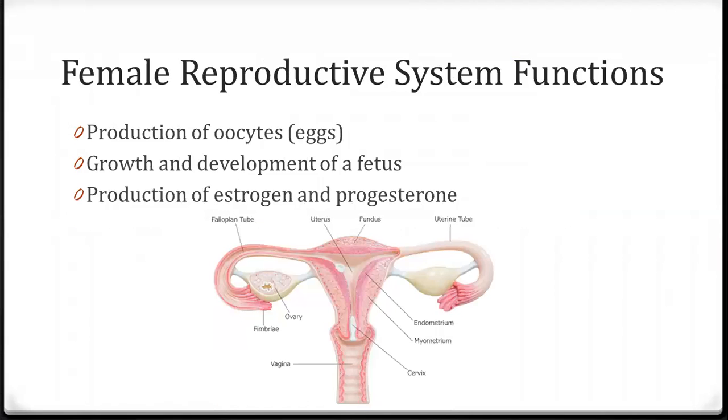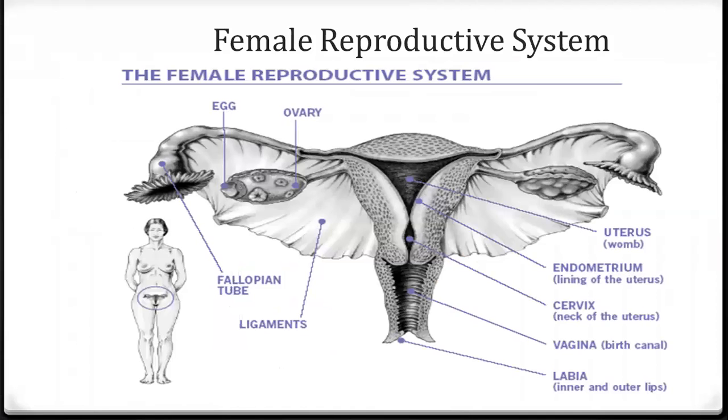Okay, female reproductive system functions. Production of oocytes, which are eggs, growth and development of a fetus, production of estrogen, and progesterone. Okay, so take a minute to fill in the pictures there.